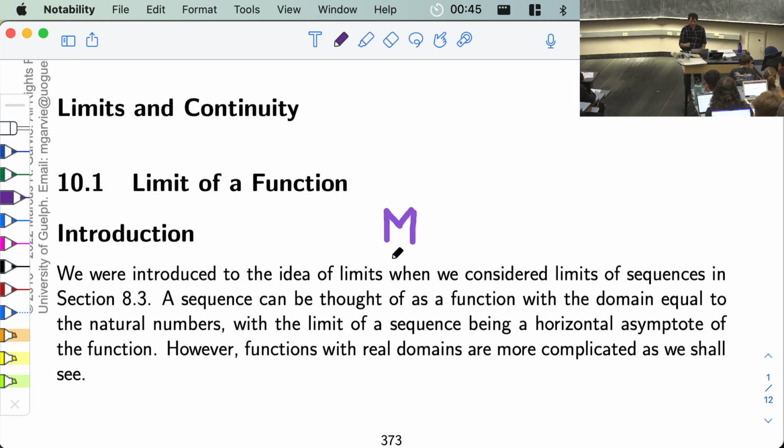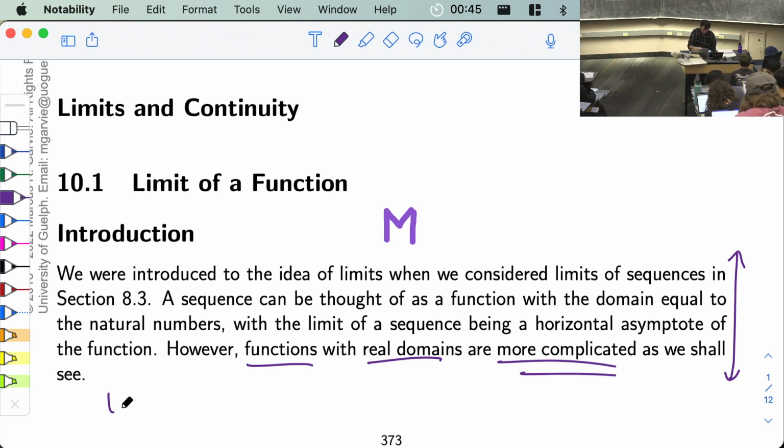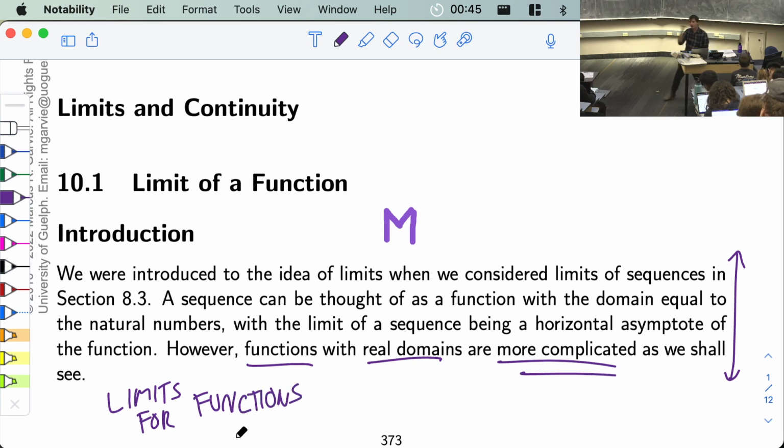The first little paragraph here is warning you that functions with real domains, like the functions we've been looking at, have more complicated limits. So the limits for functions, and specifically I mean functions with inputs and outputs that are real numbers, like f of x equals y, are harder than limits for sequences, like we saw.